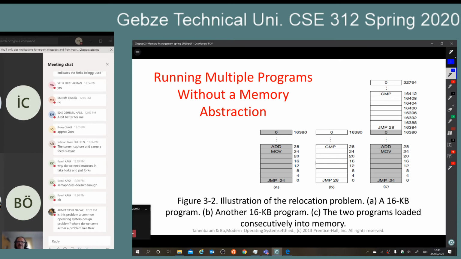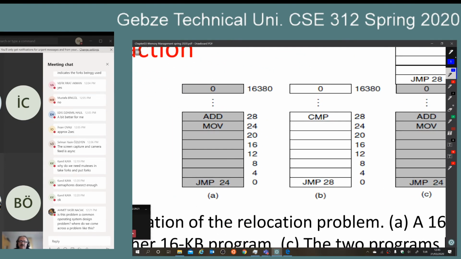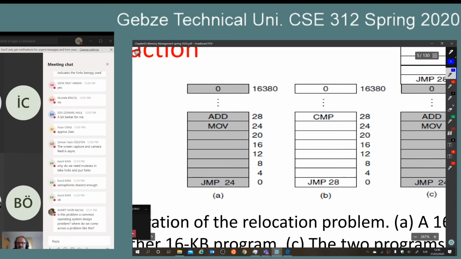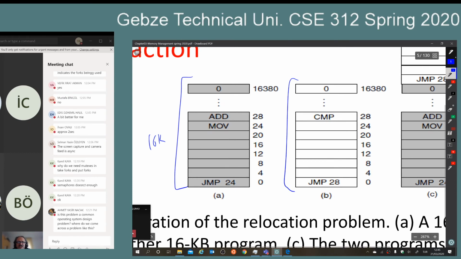I'm not going to provide an abstraction. The operating system doesn't provide any memory abstractions. Let's say I have two programs. As soon as program A starts, it says jump to address number 24. It moves some stuff, it adds some stuff, and it goes on like that. My memory is maybe 16K for this process. Another program is like this: whenever it starts, it says jump to address number 28, and compare something and do something, and so on. Again, this one is 16K too.